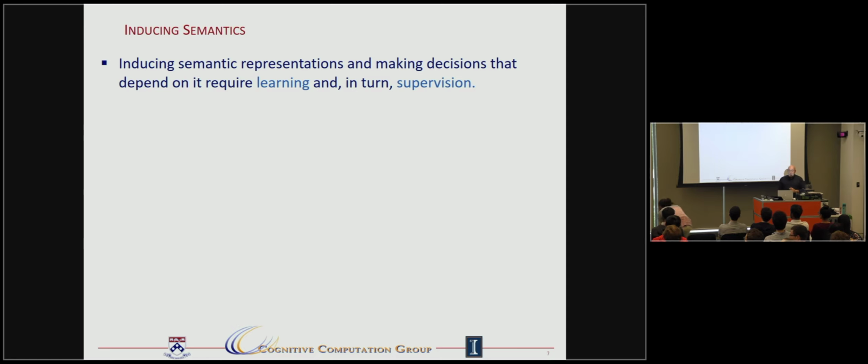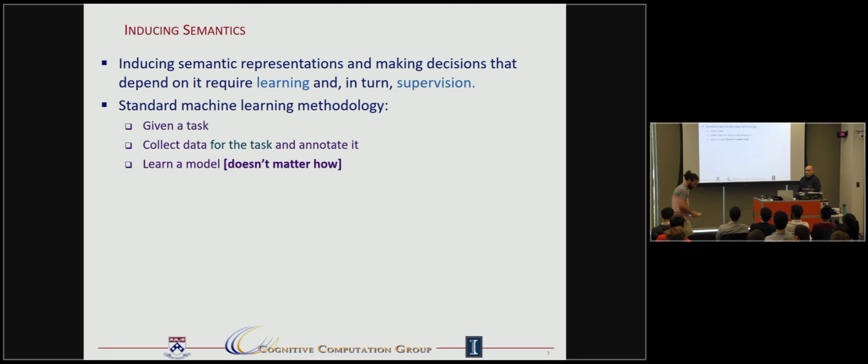and convince you that this is an important perspective to think about. So our goal is really to induce semantics, right? So inducing semantic representations that will support making decisions. And clearly this requires learning and in turn requires supervision. So the standard way machine learning works, and this is not only in natural language understanding, this is in computer vision, this is in many other areas, you're given a task, you collect data for the task, you annotate it, and then you learn a model. And it doesn't matter how you do it.